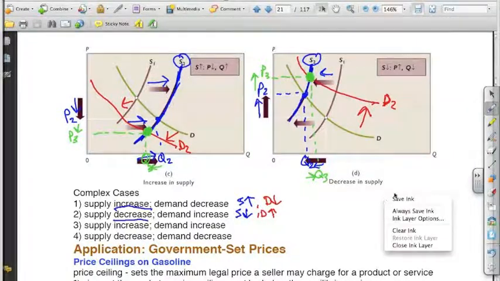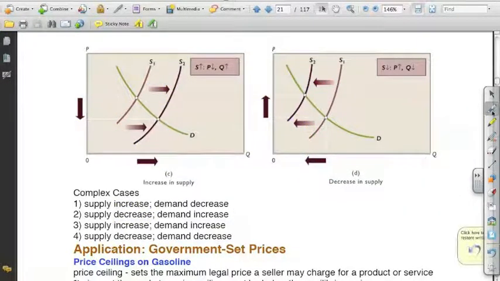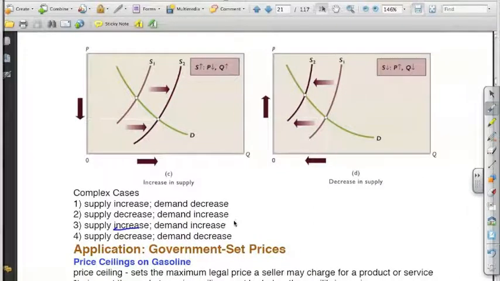So I'm going to go ahead and clear this for you guys so we can do the other two. So what if we have a supply increase and a demand increase?